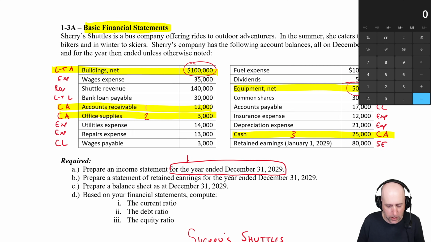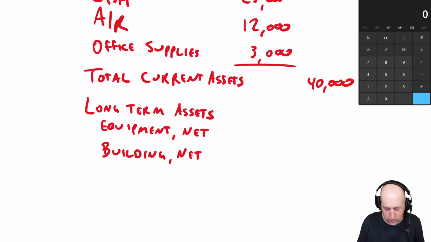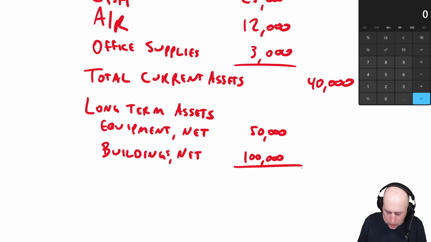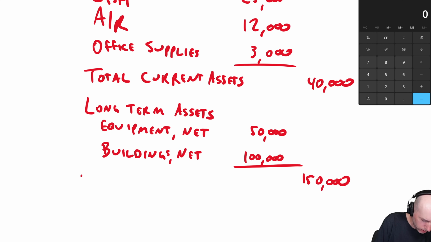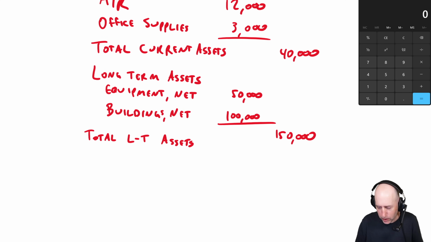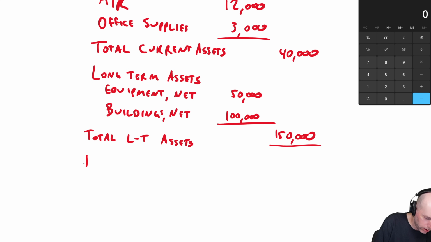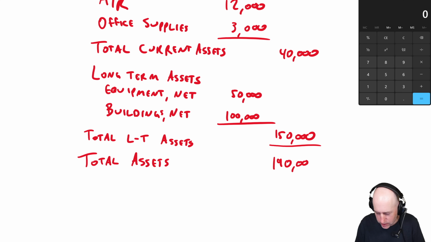I forgot the amounts, so let's go back up there. Oh, it's buildings, 150. So 50 for the equipment and 100 for the buildings. 50 and 100. So the total here is 150,000. And that is my total long-term assets. All right, now we need a total, like a grand total assets. 40 plus 150 is 190.